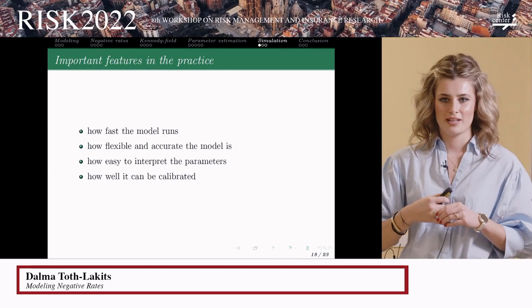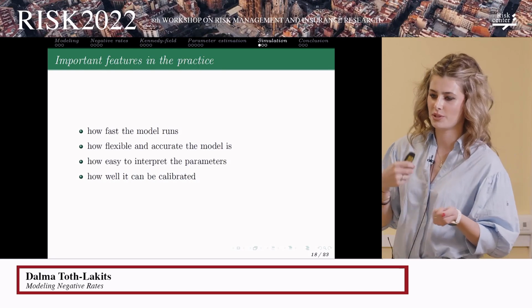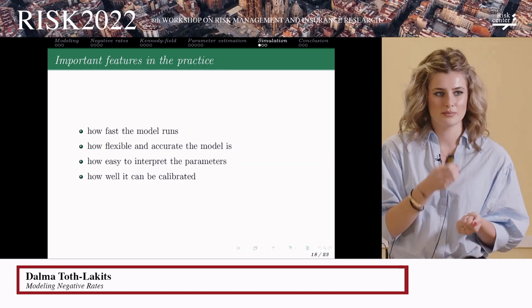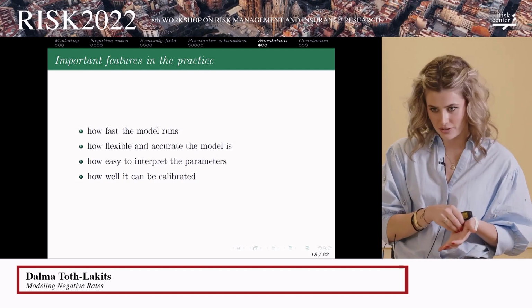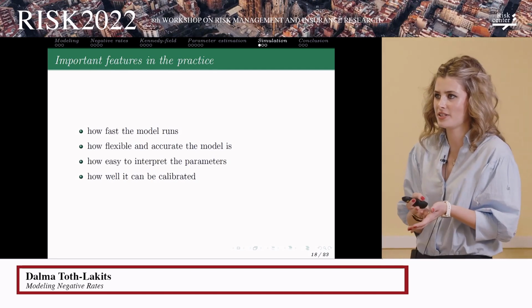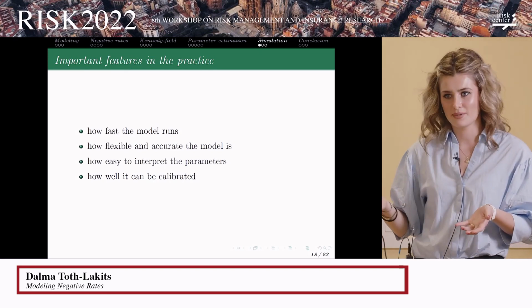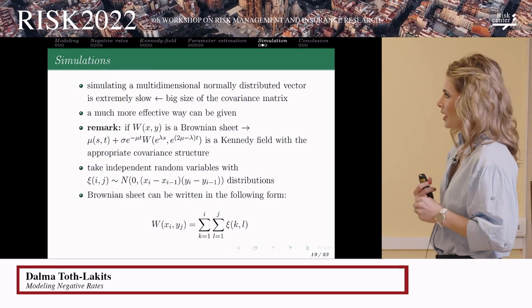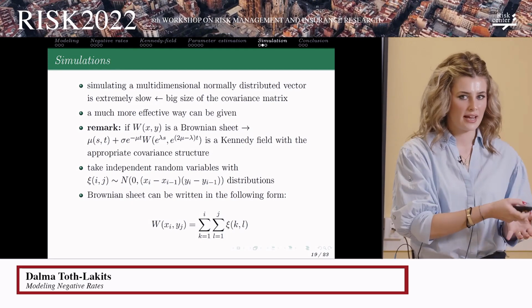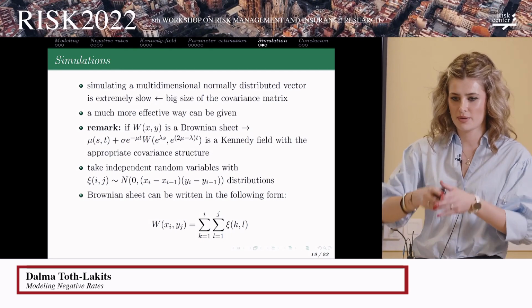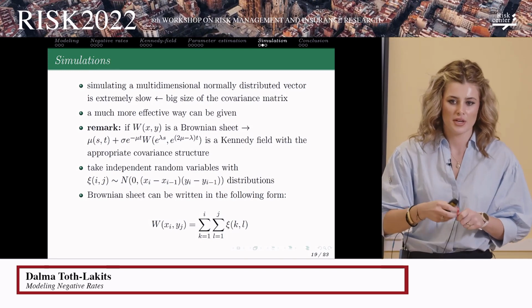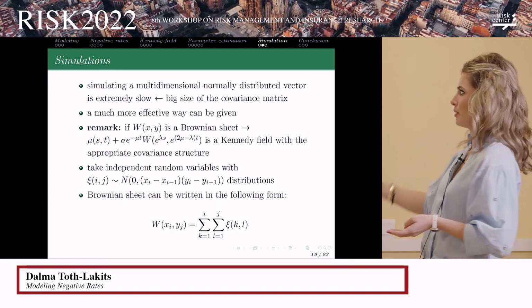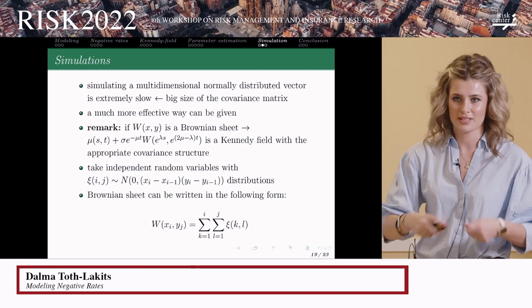And I want to talk a little bit about practice, how it can be connected, and what the future goals are. In practice it's really important how fast the model can run, how flexible and accurate the parameters are, and how easy they are to interpret. And of course, how well it can be calibrated, because the market is always changing really fast. What we did is we wanted to simulate these Kennedy fields, but it took a lot of time because of the big size of the covariance matrix, because simulating a multidimensional normally distributed vector with the size of this big covariance matrix is extremely slow.